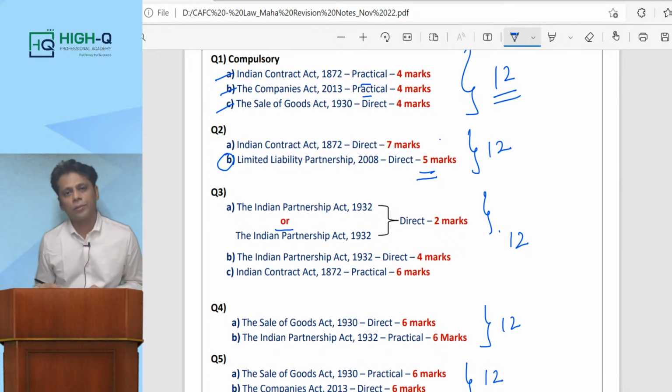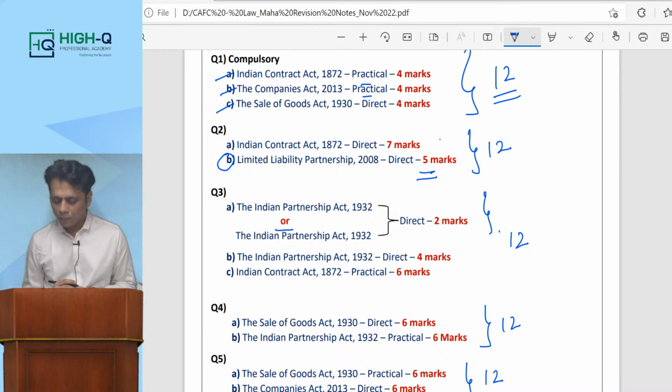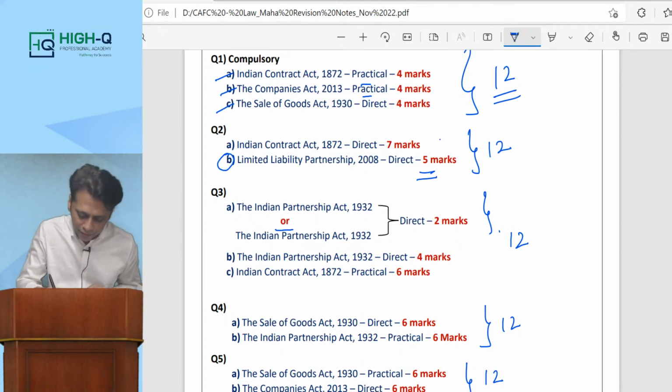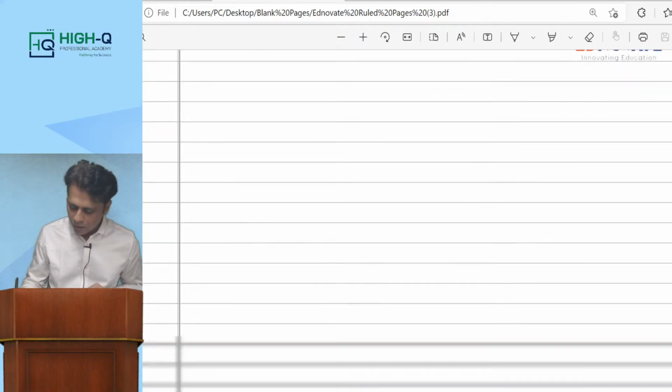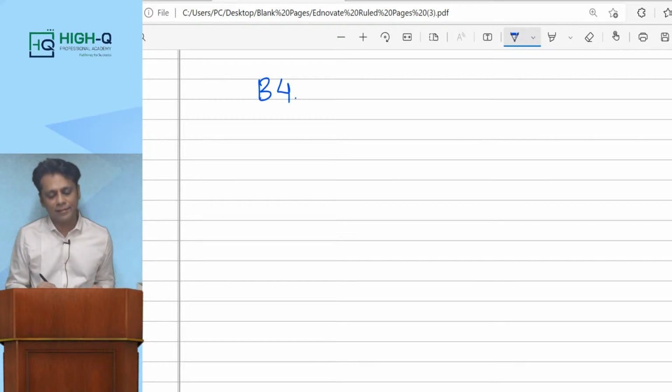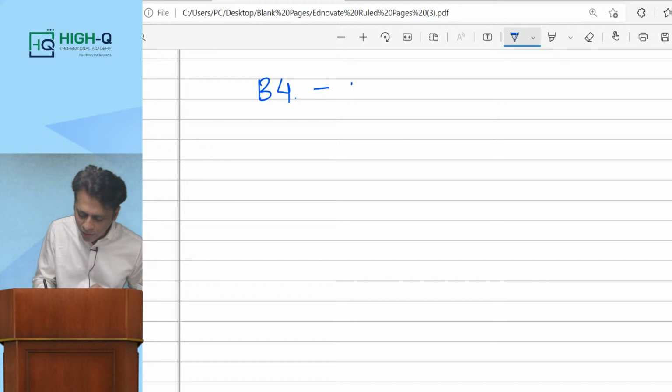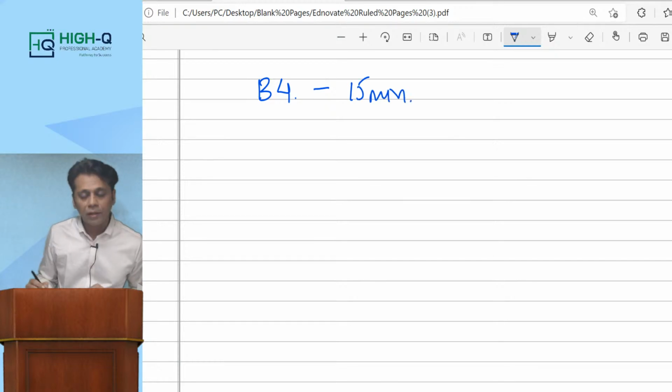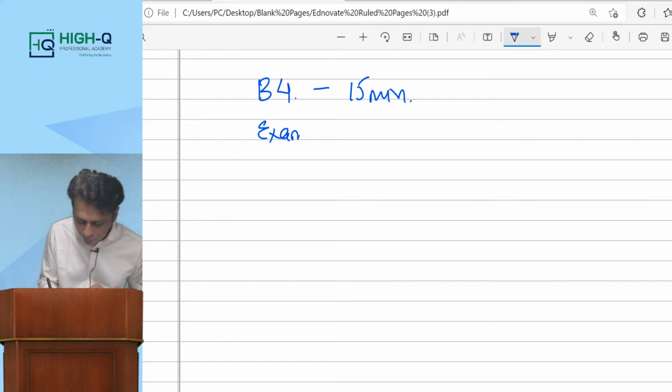Now the next stage, how to attempt this paper. Once again, here there are 3 things. First is before exams, that is you get 15 minutes. Then at the time of exams, you get 3 hours, and after completion of exams.